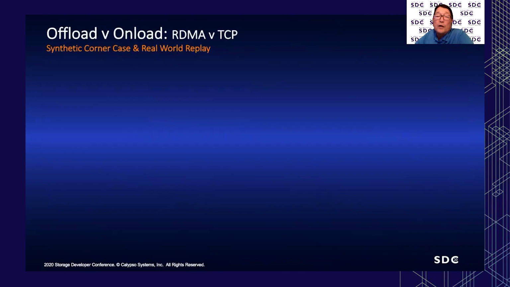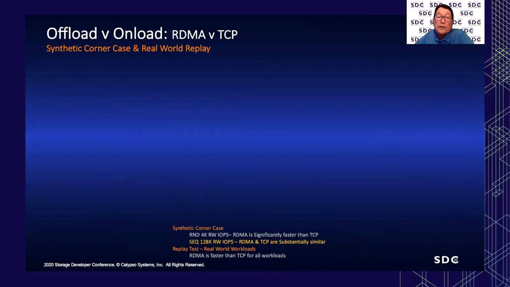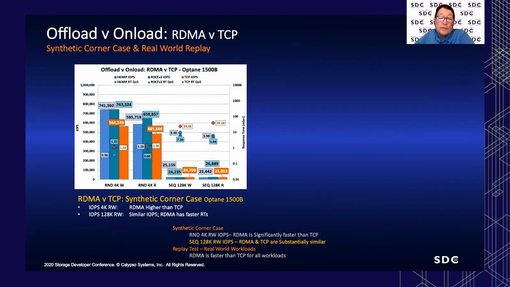Looking at offload versus onload, RDMA versus TCP, we're going to look at synthetic corner case and real-world replay test. So on the left-hand side, we can see the synthetic corner case. The blue and teal are RDMA for iWARP and for ROCEv2. The orange is TCP. So for the synthetic corner case, we can see for random 4K write and random 4K read, RDMA is higher IOPS than TCP. When you look at sequential 128K read write, you can see that RDMA is similar to TCP. And in all cases, RDMA has faster response times than TCP.